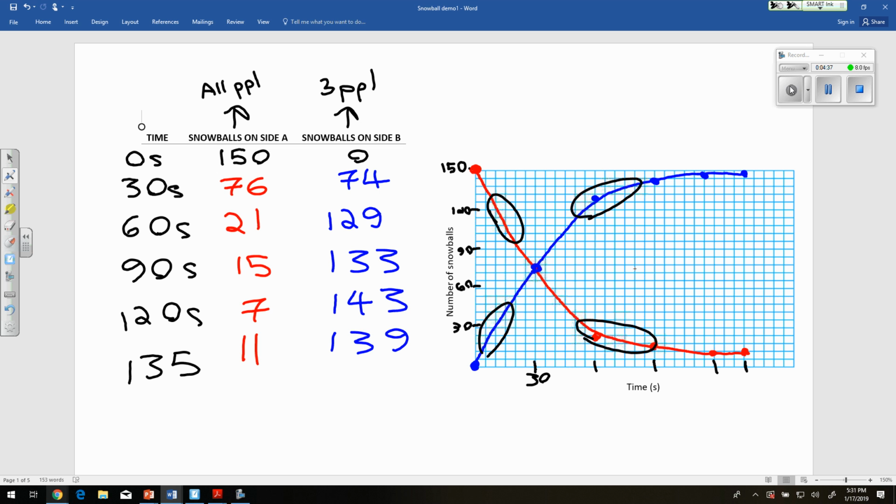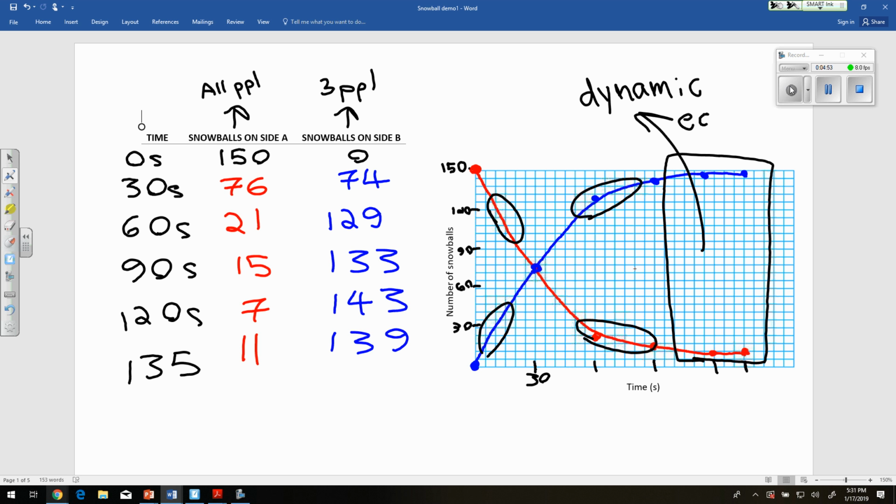As you see here, at the end of the day, the number of snowballs on each side remained constant. This state here is what we call a state of dynamic equilibrium. Dynamic equilibrium is the state when the number of snowballs on each side remains constant.